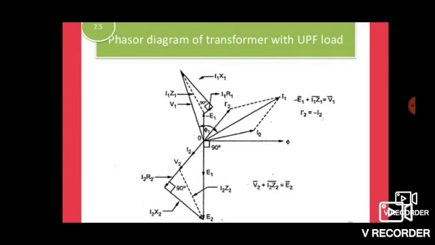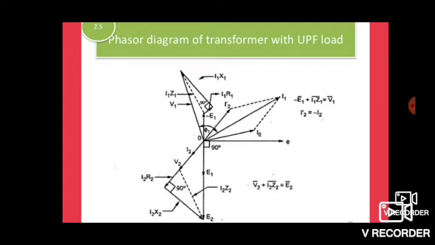Next we have to draw the value of minus E1. E1 and E2 are opposite to the applied voltage, therefore they are below the reference axis. Now we have to draw minus E1, which is above the reference axis.